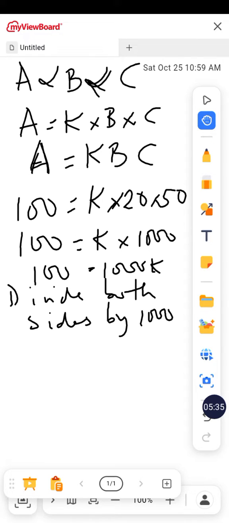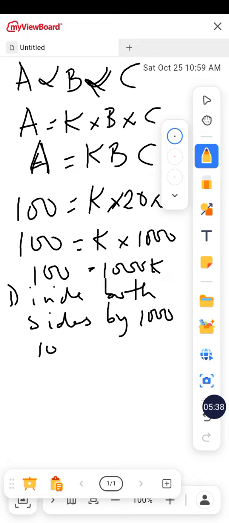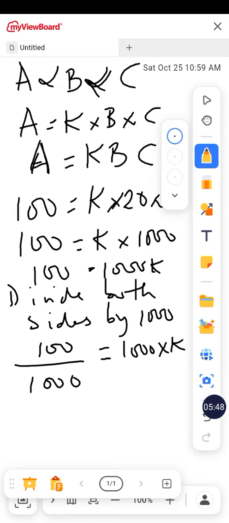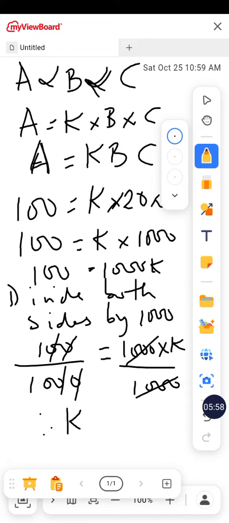Don't say it is always the small number that is used to divide. No, the number used to divide is the coefficient. It can be 1, it can be 10, it can be 10 million, whatever. 1000 times K over 1000, so this cancels this. In this case, 0 cancels 0, 0 cancels 0. So the value of our K equals, K is 1 over 10.